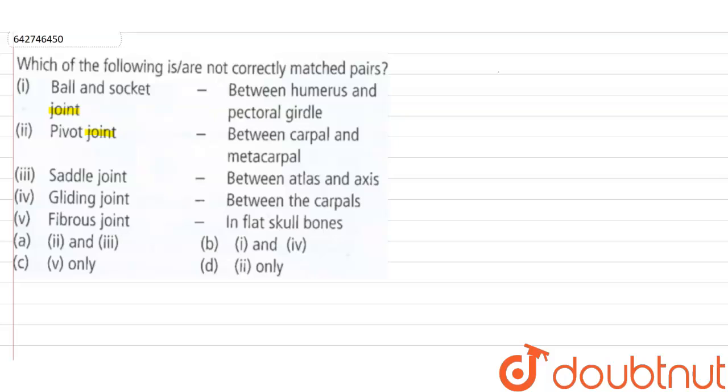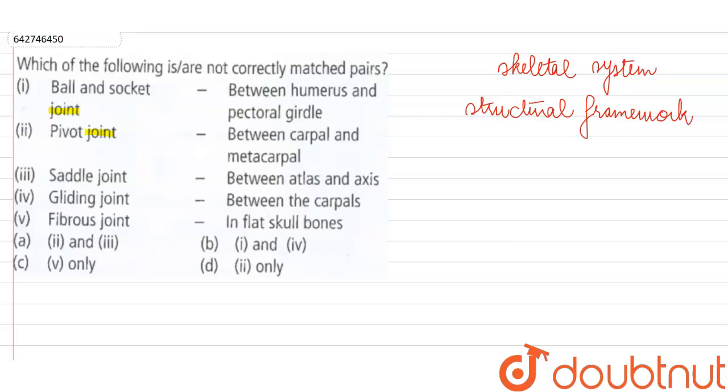So we all know that joint is a very important element in our skeletal system. Because what is skeletal system? It is a network of bones and cartilages which gives structural framework to our body, protects the delicate internal organs, and helps in locomotion and movement. And joint, we can say, is a point of contact between two bones in our skeletal system.